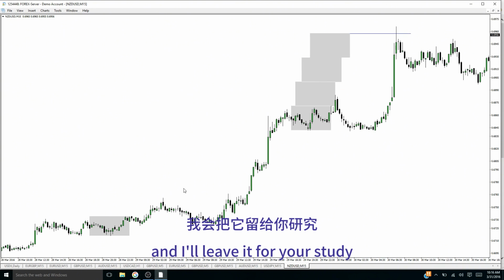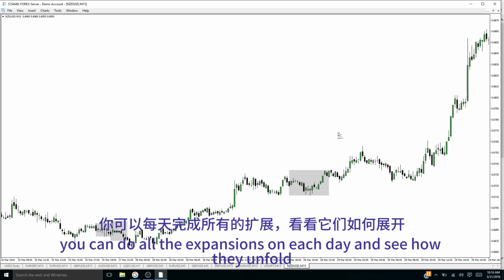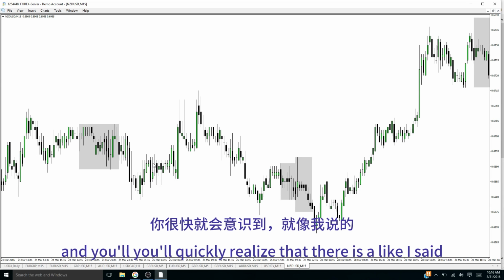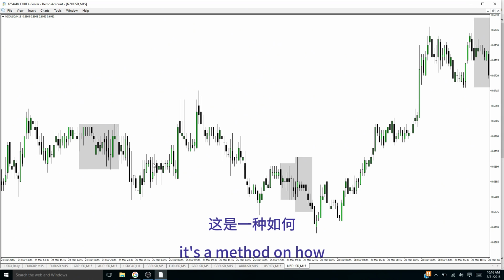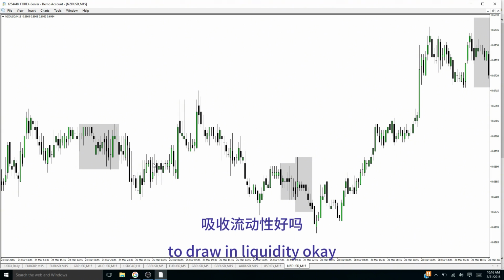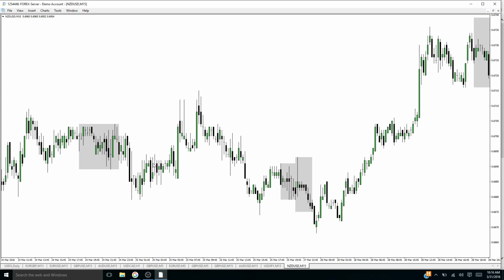Okay, and I'll leave it for your study. You can do all the expansions on each day and see how they unfold, and you'll quickly realize that there is, like I said, a method on how the price engines are driven above and below these times of the day to draw in liquidity, or neutralize liquidity in that area for that particular pair or asset class.